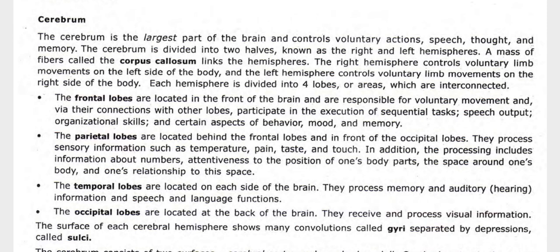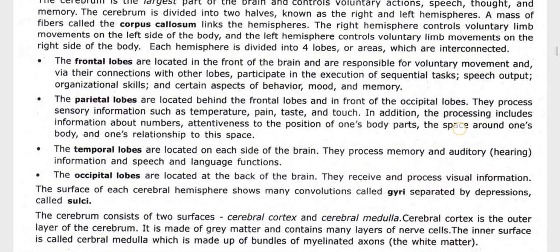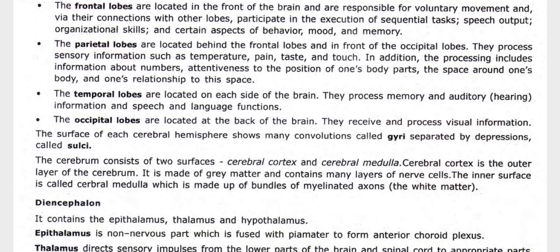Each hemisphere is divided into four lobes or areas which are interconnected. The frontal lobes are located in the front of the brain and are responsible for voluntary movement, and via their connections with other lobes participate in the execution of sequential tasks, speech output, organizational skills, and certain aspects of behavior, mood, and memory. Then the parietal lobes are located behind the frontal lobes and in front of the occipital lobes.